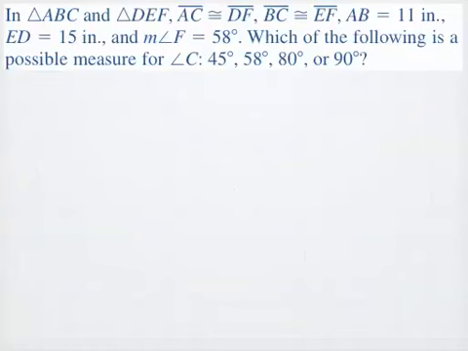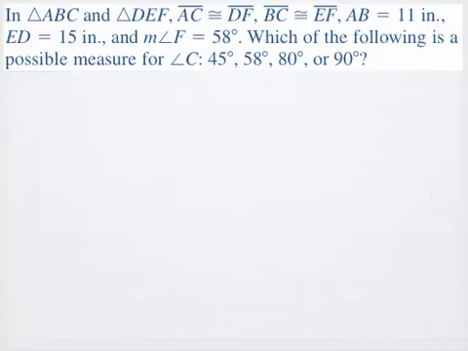The next example says that in triangle ABC and triangle DEF, AC is congruent to DF, BC is congruent to EF, AB equals 11, ED equals 15, and the measure of angle F is 58 degrees. Which of the following is a possible measure for angle C? 45, 58, 80, or 90 degrees? This is almost an impossible problem to do without going ahead and drawing yourself a picture.